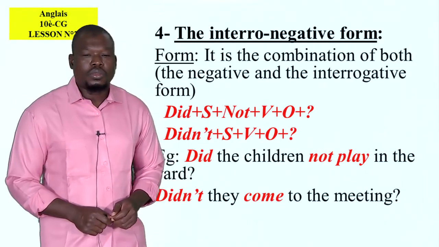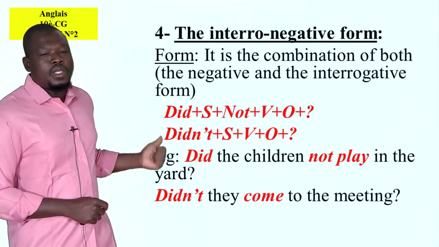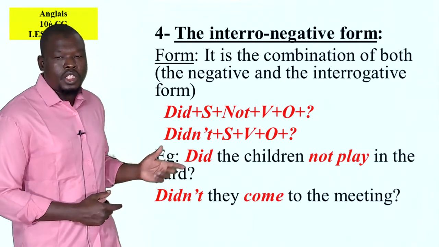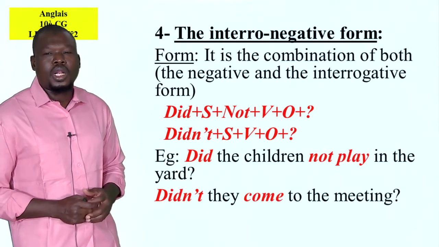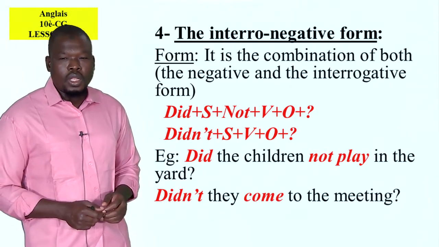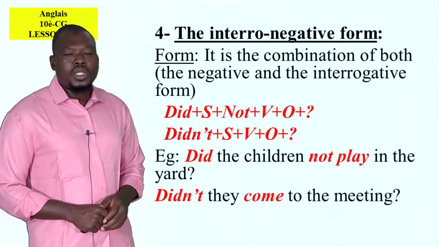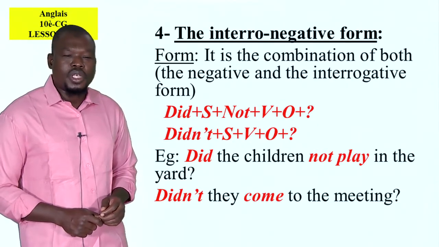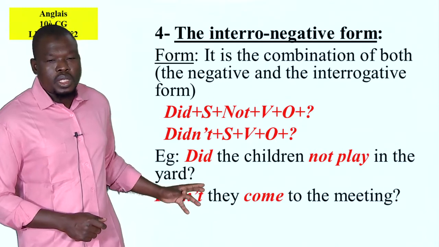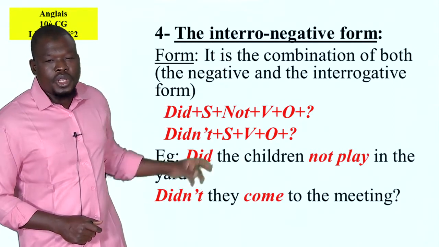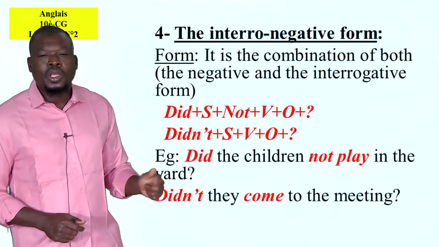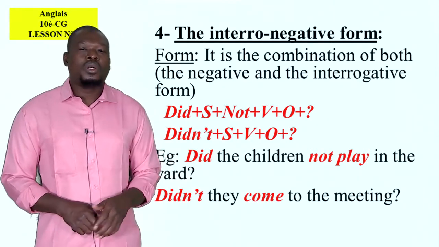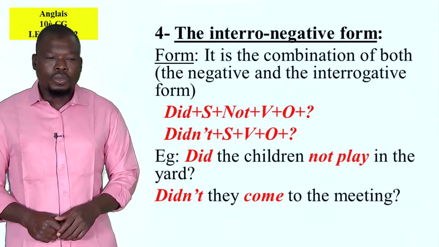For example, with the first formula, did the children not play in the yard? With the second formula, didn't they come to the meeting? So this is, as we said here, a combination of the interrogative form and the negative form together to have one possible form.